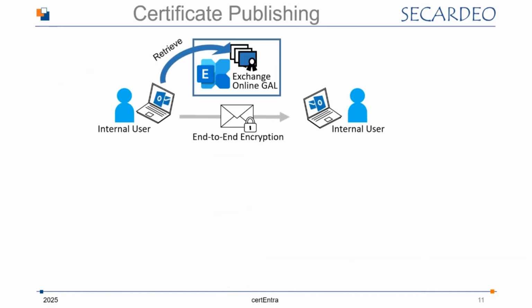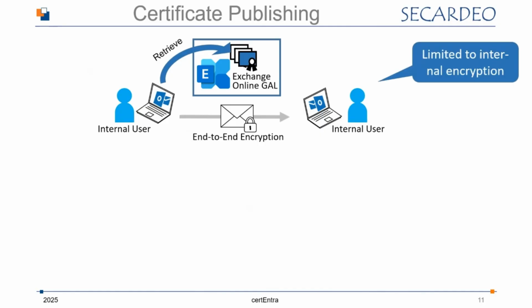So, certificate publishing. I told you, you can automatically publish certificates in the Exchange Online GAL. That means if a user wants to encrypt to an internal partner inside the company, he can easily do that because Outlook automatically retrieves the certificates, and so the user can encrypt out of the box to this partner. But this is limited to internal encryption inside your organization.